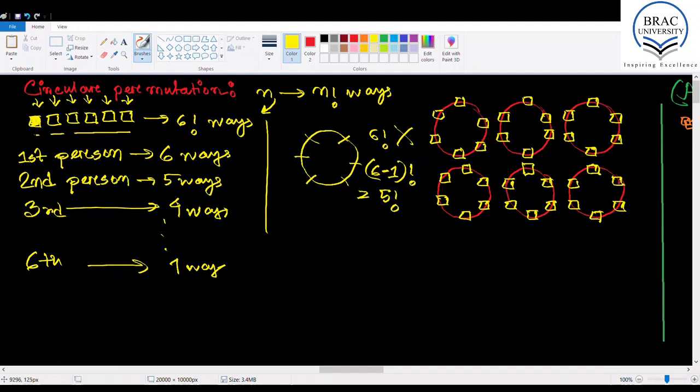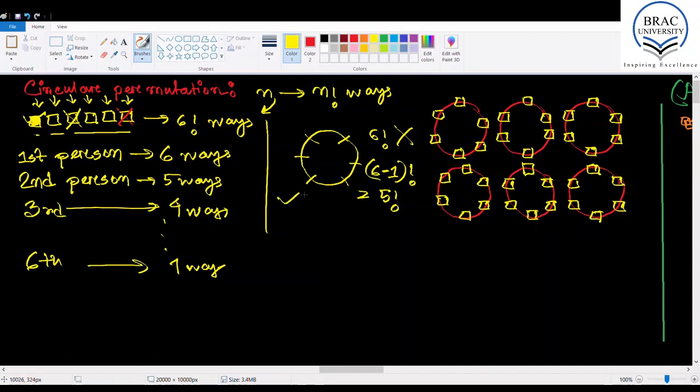As we can see, sitting here, the first person will see 5 empty seats to his left. If he would sit here, he would see 3 empty seats to his left and 2 empty seats to his right. And similarly, if he would sit here, he would see 5 empty seats to his right side. So when a person changes his position, he gets a different view, right?